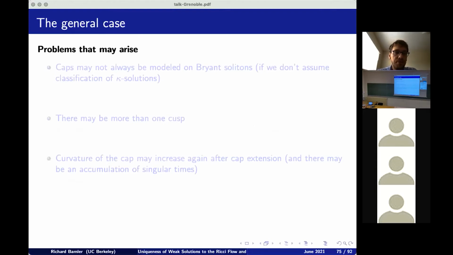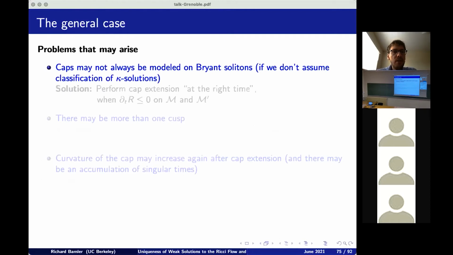Okay. So first of all, recall that we assumed that the scale at the tip increases weakly. This allowed us to deduce that the tip always looked like a Bryant soliton. A priori we didn't know this fact in our proof, that these tips always look like Bryant solitons. This is now true because we have a classification of kappa solutions, but this was just done recently.